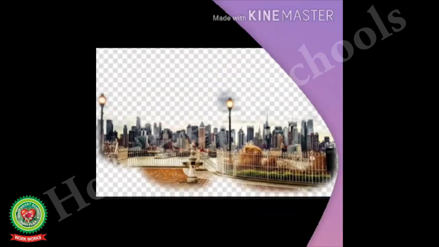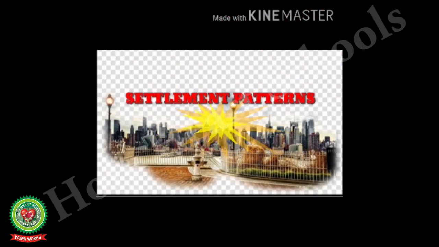Next point is settlement patterns. Settlements generally develop on either side of or near a river as water is the most essential for life, where it is easy to construct buildings, roads, or railways, where the land is arable and means of irrigation are available, or near a mine or quarry where main occupation of people is quarrying or mining.